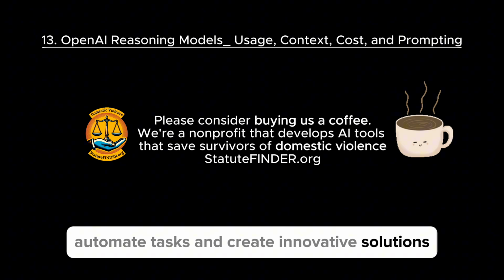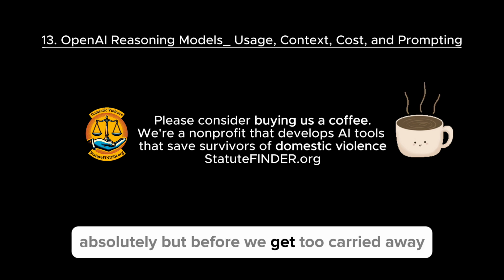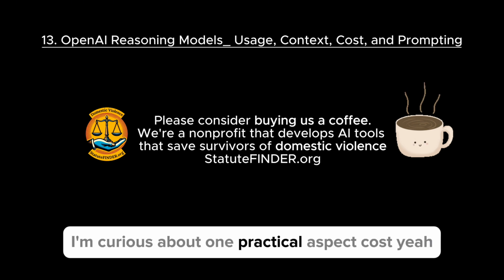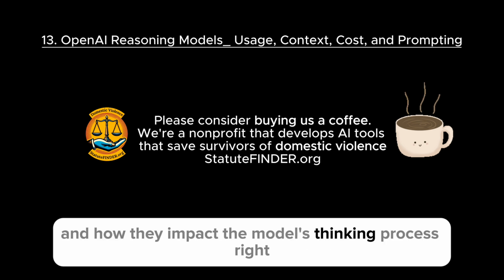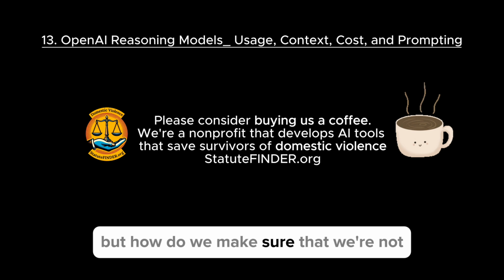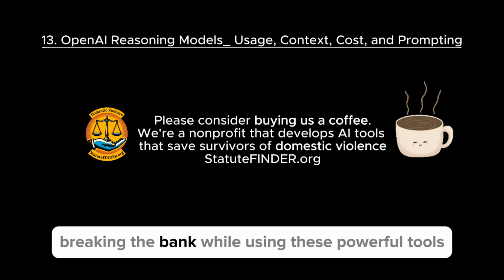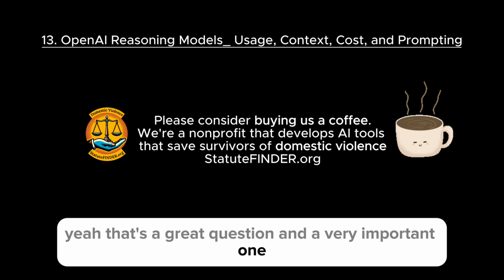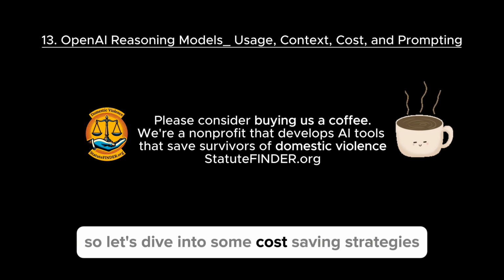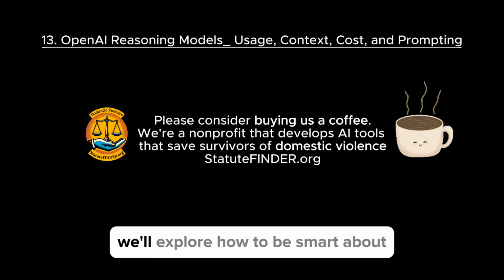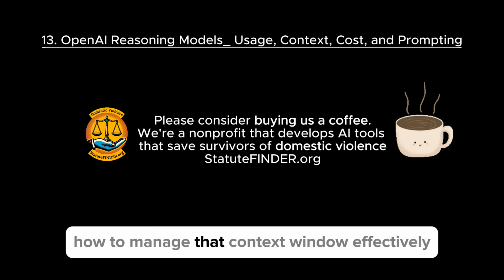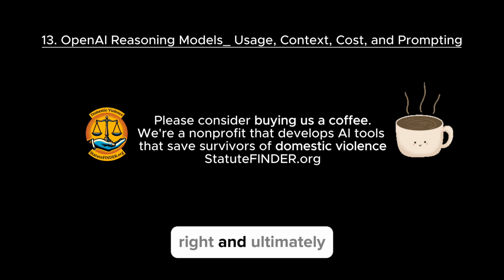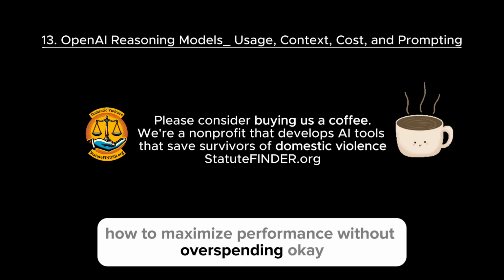Absolutely. But before we get too carried away, I'm curious about one practical aspect: cost. We've talked about these reasoning tokens and how they impact the model's thinking process. But how do we make sure that we're not breaking the bank while using these powerful tools? That's a great question and a very important one. So let's dive into some cost-saving strategies in our next segment. We'll explore how to be smart about using those reasoning tokens, how to manage that context window effectively, and ultimately how to maximize performance without overspending.